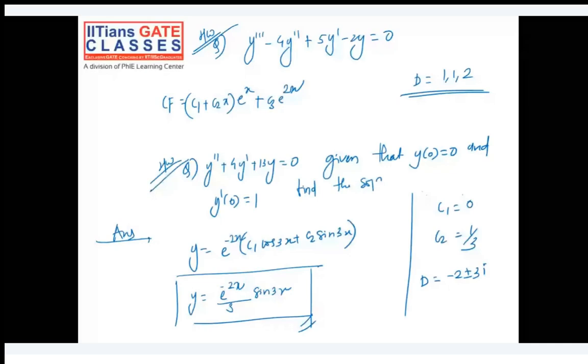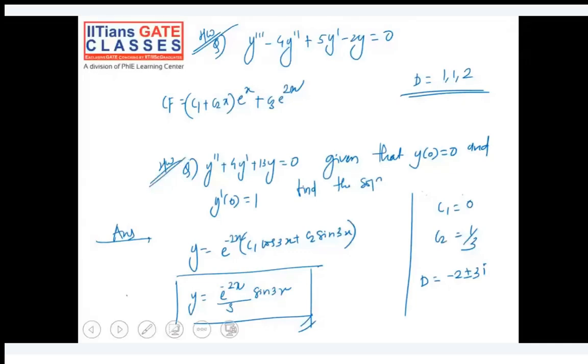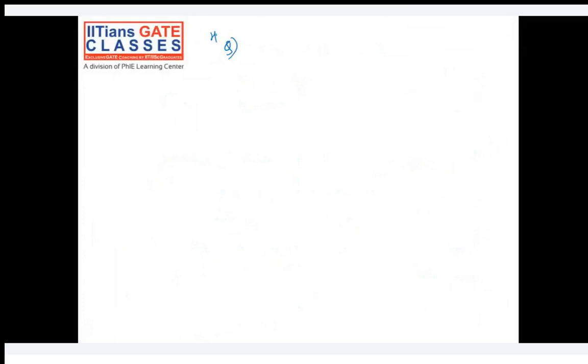One more question, a similar question, I'll give for homework. The next slide. Write whenever you get free time. 9y double dash minus 6y dash plus y equal to 0. Here y of 0 equal to 3 and y dash of 0 equal to 1. Here I'll directly give you the answer. I'll not give you the values of c1, c2 and D. The question is quite simple. Same process you have to follow. The final answer you should get as 3 e to the power x by 3.